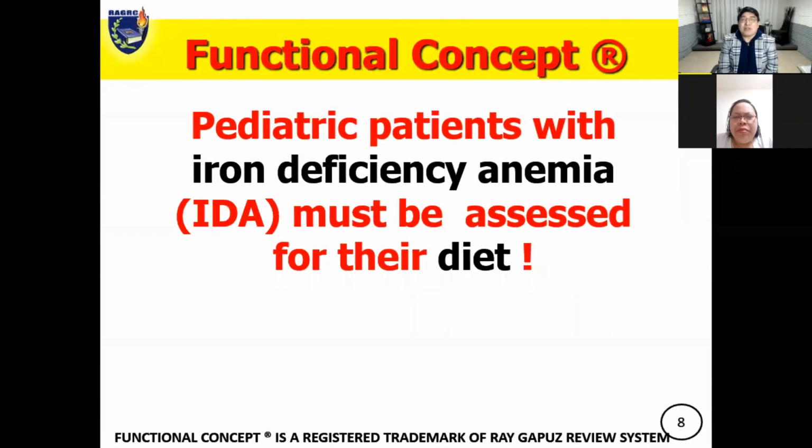So remember this functional concept: pediatric patients with iron deficiency anemia must be assessed for their diet. So if you're asked, what is the priority for a child with iron deficiency anemia? Well, check on their diet. Why? Let me tell you about this. The iron reserves of a child from the mom usually would last only 3 months. So the infant would have adequate iron reserves for 3 months after birth.